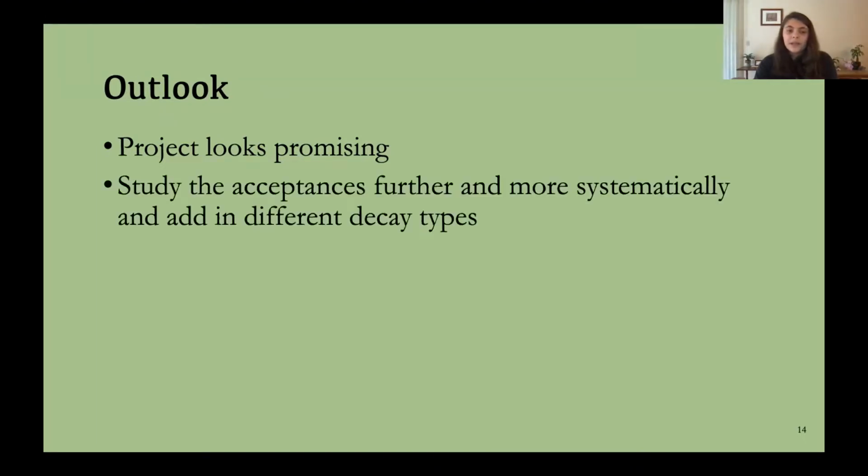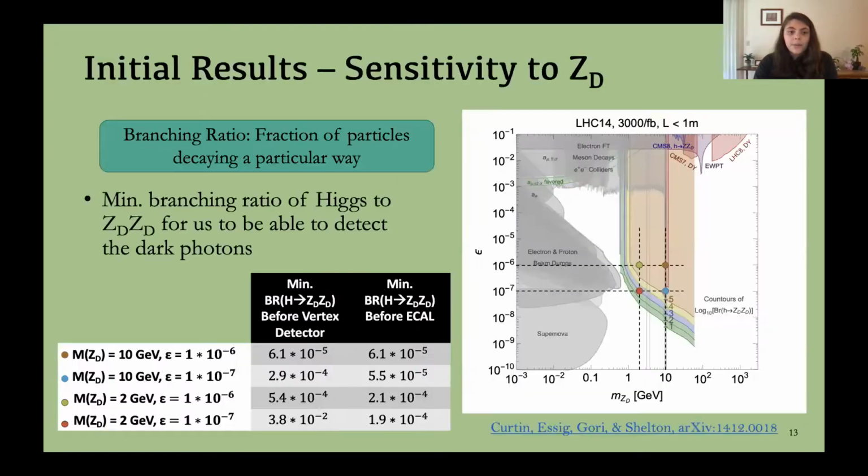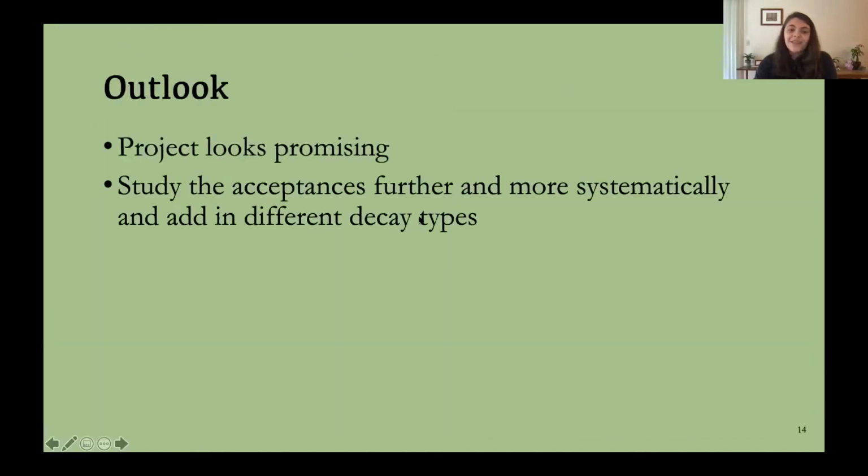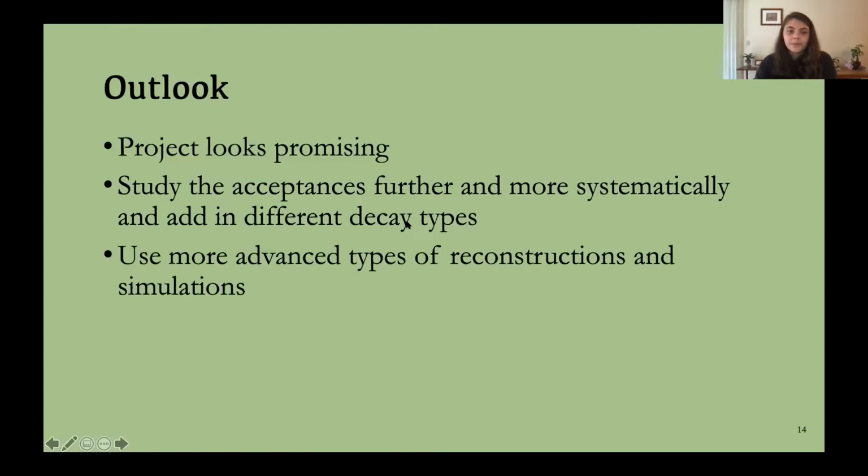We want to study these acceptances and sensitivities a bit further and more systematically and add in some different decay types. As I mentioned, we're just looking at dark photons that decay to electrons and muons, but they can also decay to quarks. And if we add that in, that will actually decrease, if I go back up here, these minimums, which is what we want, because we want a smaller minimum that we can look up to. We want to be able to look for even rarer and rarer things. And adding in those different decay types should help with those numbers.